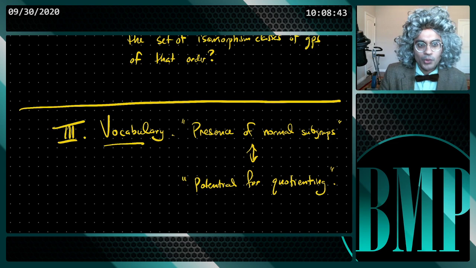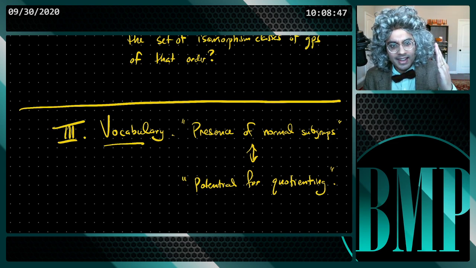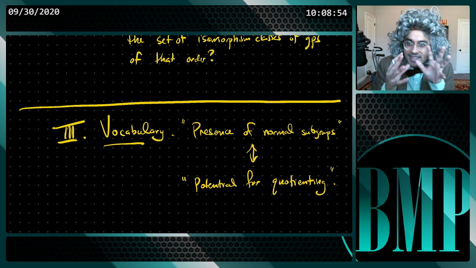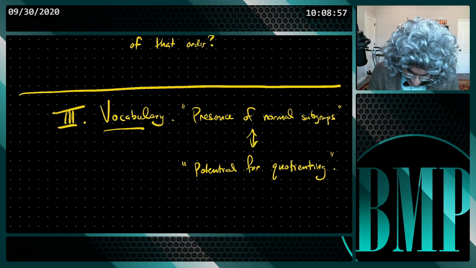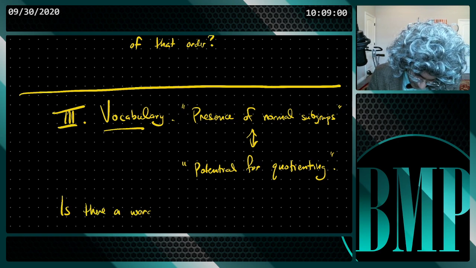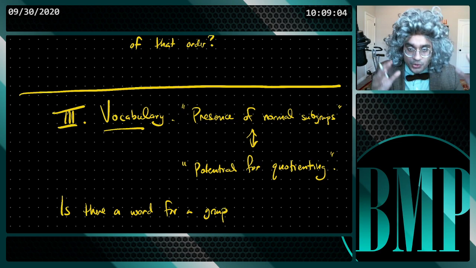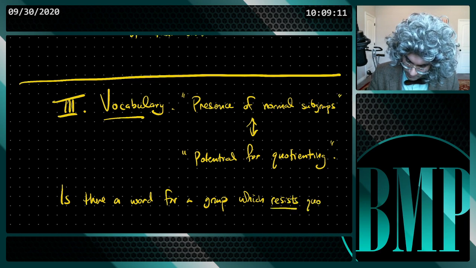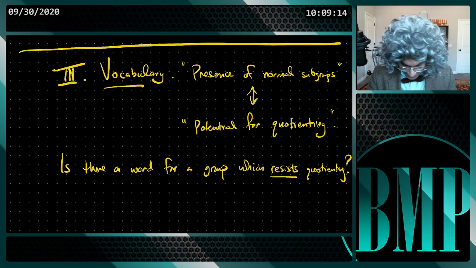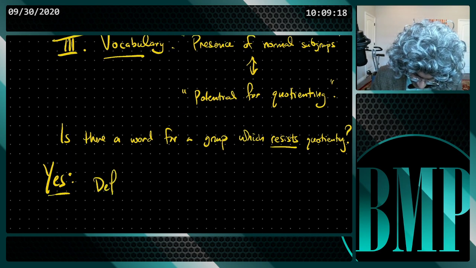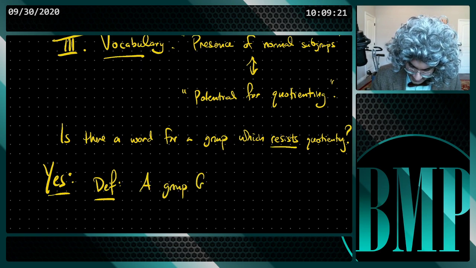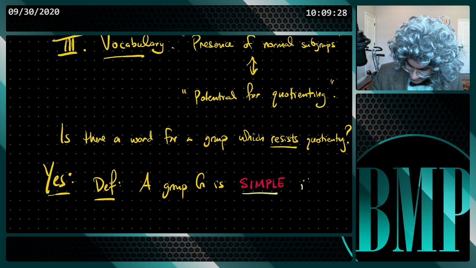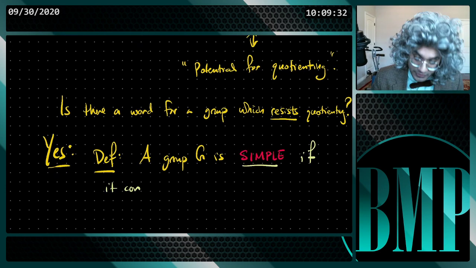All right? And so one natural thing to ask is, is there a word for a group that has very little potential for quotienting? It's kind of irreducibly small. Is there a word for a group which resists quotienting? Yes. Here we go. Definition. A group is simple if it contains no non-trivial normal subgroups.